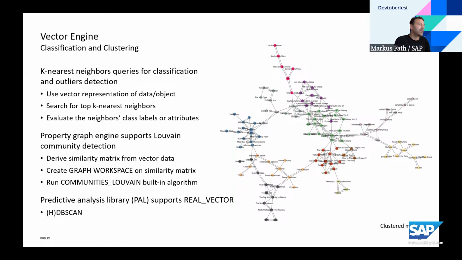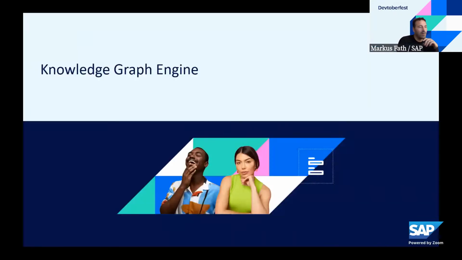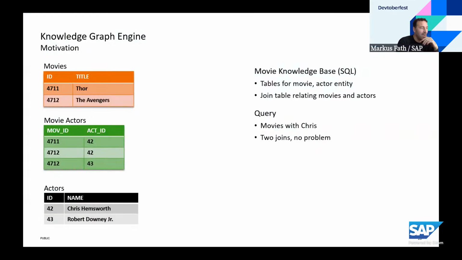So since we are at graphs, and I talked a little bit about the property graph engine, the next topic will be the to-be-released knowledge graph engine. And let's start with a little bit of a motivation, since I expect that most of you are familiar with SQL, familiar with the HANA Cloud Database, familiar with relational. So let's think about creating a knowledge base for movies in SQL.